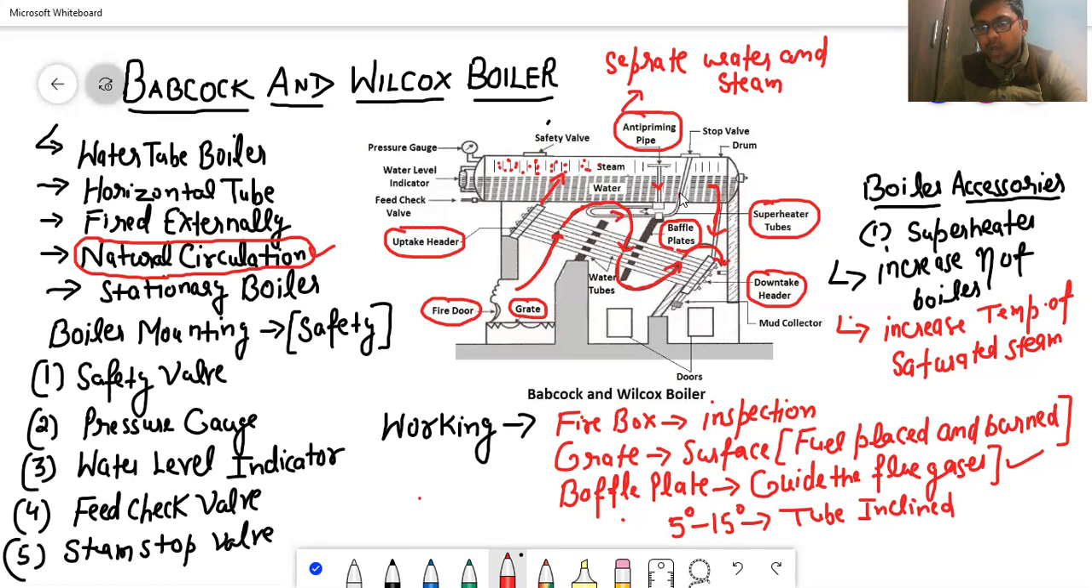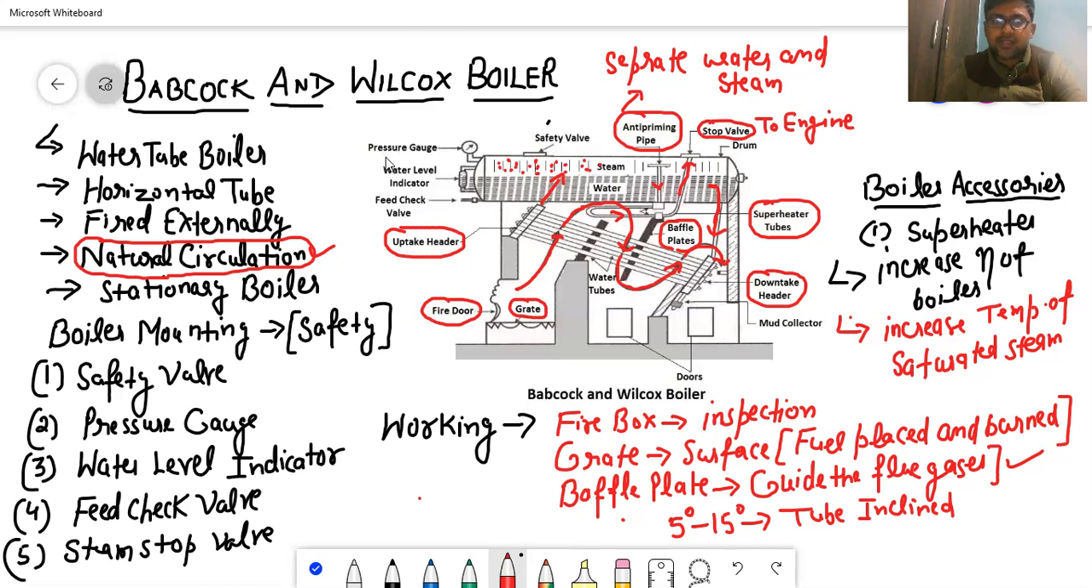And finally it comes out over here at the steam stop valve, and from the steam stop valve it can be supplied to anywhere it is required. For example, if we are using it in a steam engine, then we can supply it to the engine, or a power plant, anywhere we are using it. This is how basically it will work.